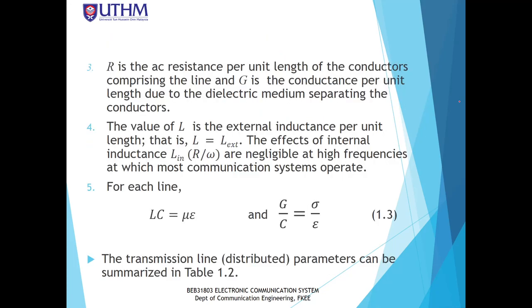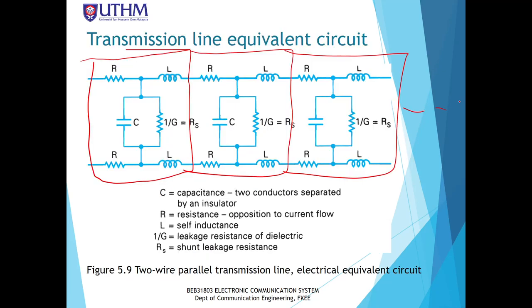So kita ada transmission line yang panjang dan ia terdiri daripada beberapa lump element which is R, L, G, and C connected in series and parallel in a repeatable way. So dia dalam disusun secara siri dan selari dan dia berulang-ulang sepanjang transmission line tersebut.